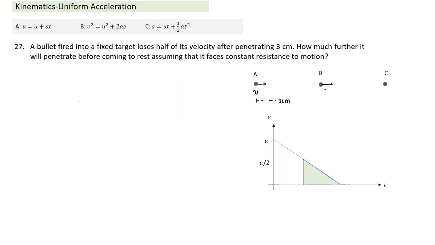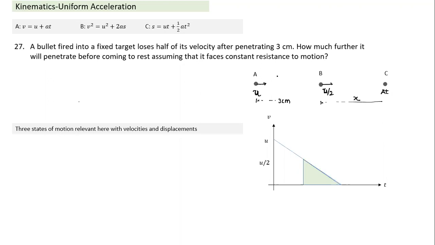It means here velocity becomes U by 2. Sorry, if the initial velocity was U, it has become U by 2. So what is being said is that at some point it comes to a stop, here it comes to rest. What is the further distance it will travel? This is what the question is, and we can solve using equations, and we can apply an equation between point A and B.